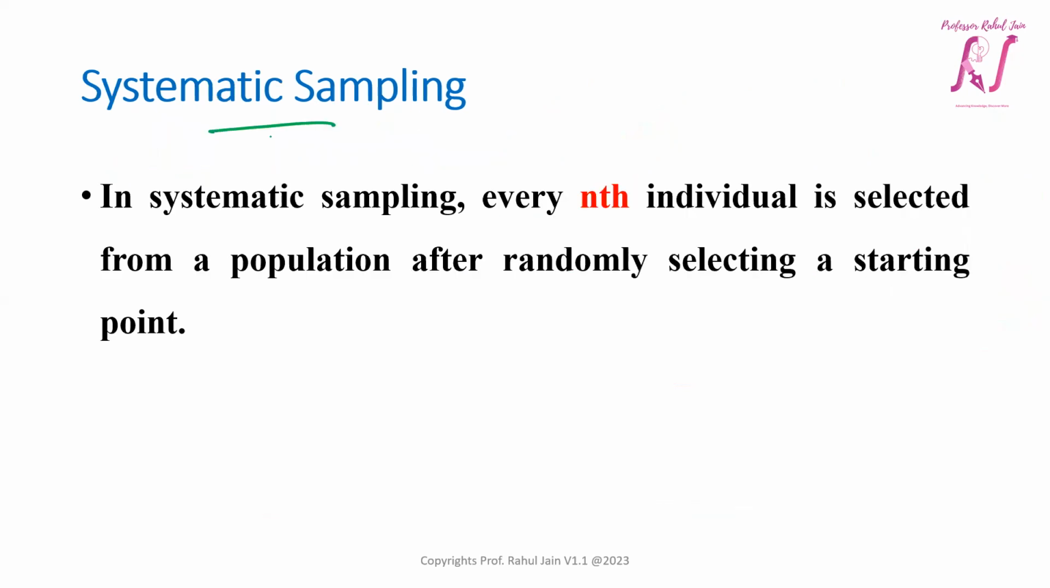Okay, the next one is systematic sampling. In systematic sampling, every nth individual is selected from a population after randomly selecting a starting point.